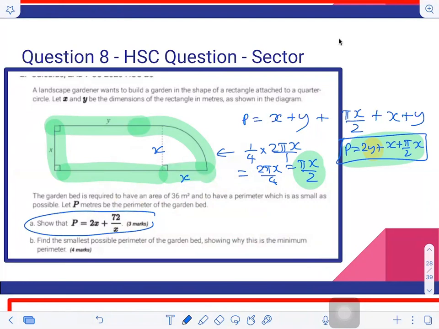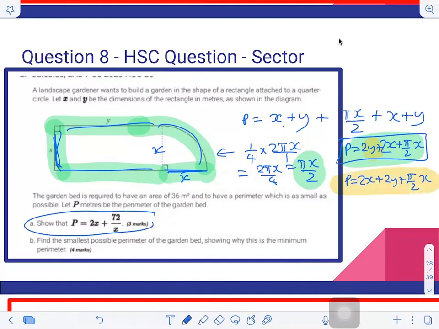So let's just have a quick look. I just want to double check too. The perimeter is x and this x. So I've got x, so it should be 2x's, shouldn't it? 2x, yeah. So the perimeter is 2x plus 2y plus pi onto x. This is 2y's, 2x's, and then that.